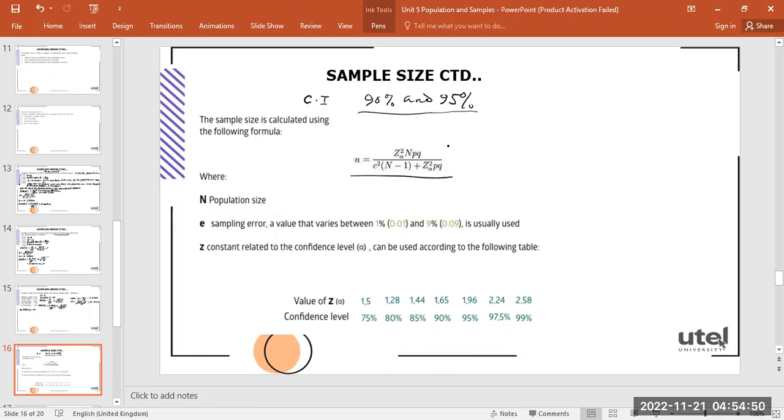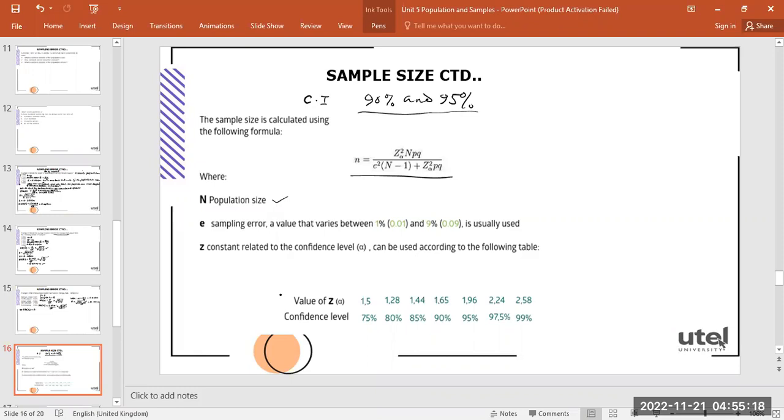And all these terms in the formula have been neatly defined, where capital N refers to your population size, small e is your sampling error, which is a value that varies between 1 and 9, that is 0.001 to 0.009 is actually usually used, while Z is a constant related to the confidence level, that's alpha, and can be used according to the following table.